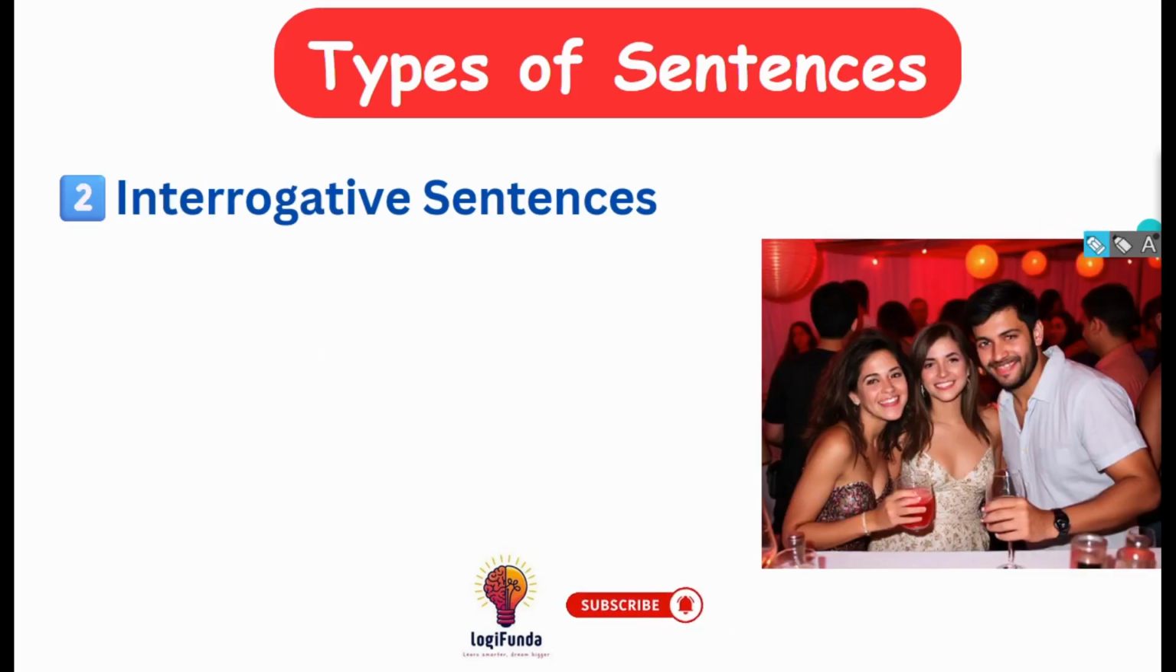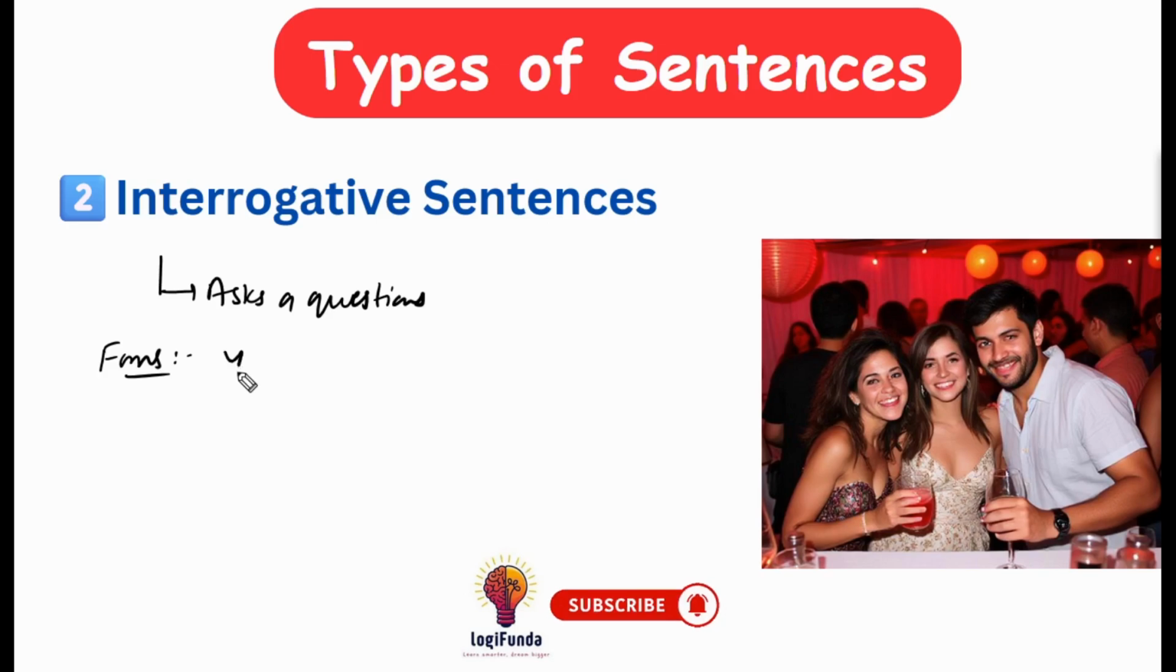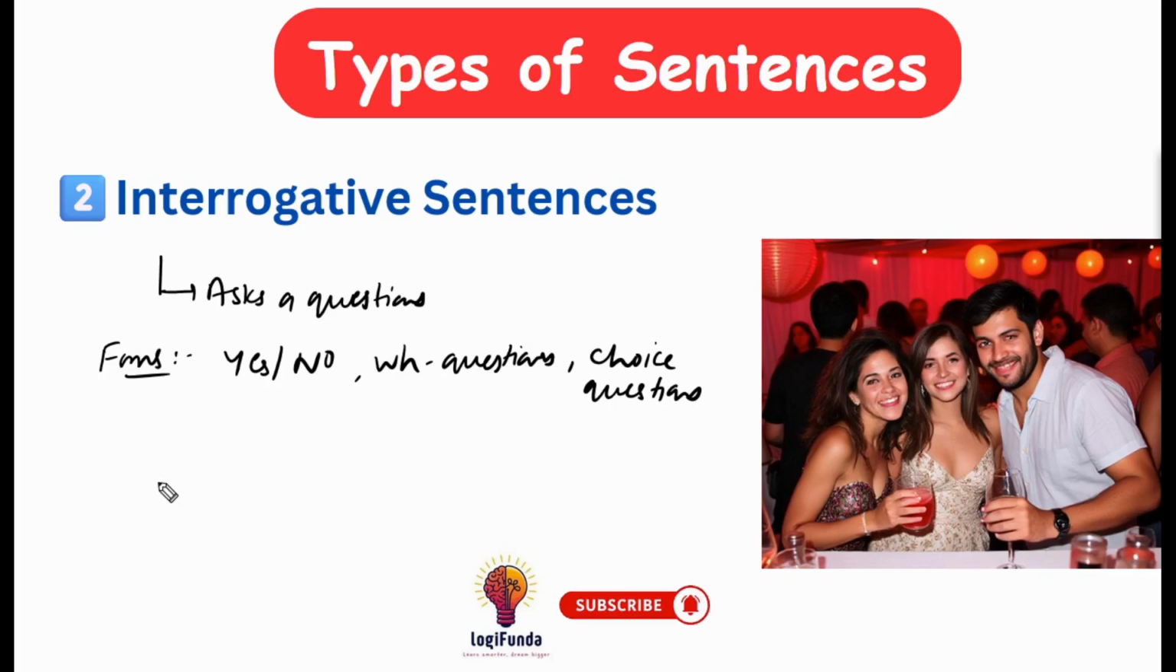Another type of sentence is the interrogative sentence. When you ask a question, what type of questions can you ask? There are various forms here, whether you ask yes-no questions, wh-questions, or choice questions, then you use interrogative sentences here.